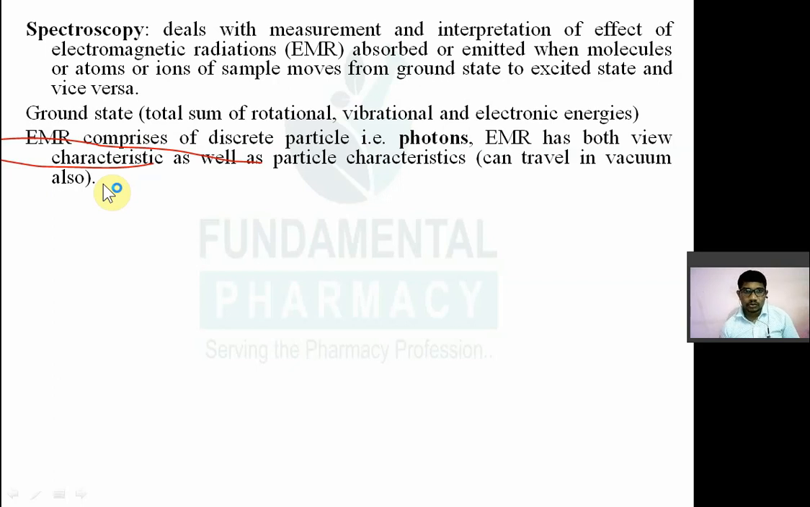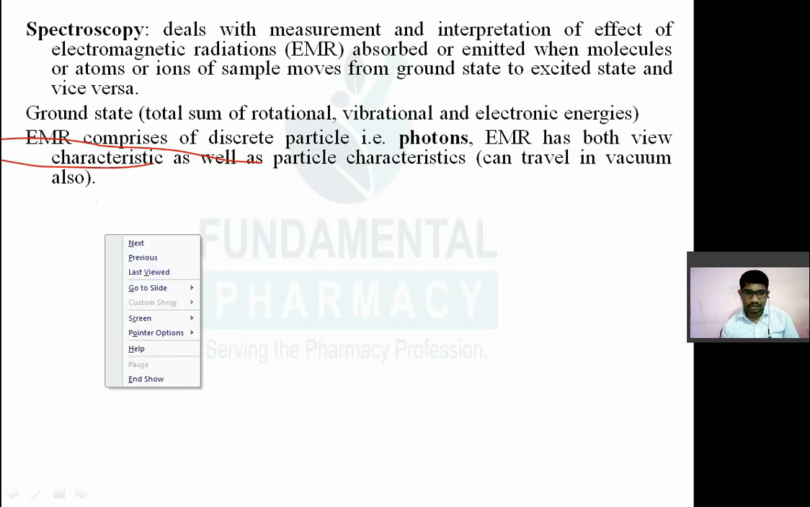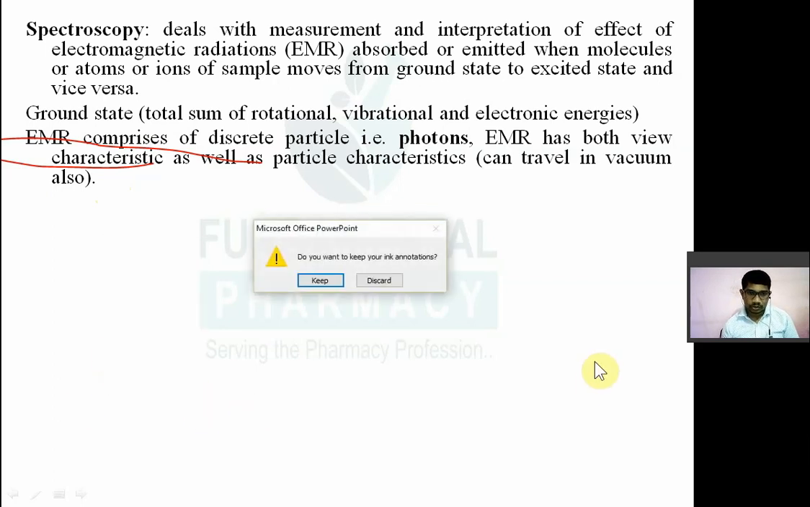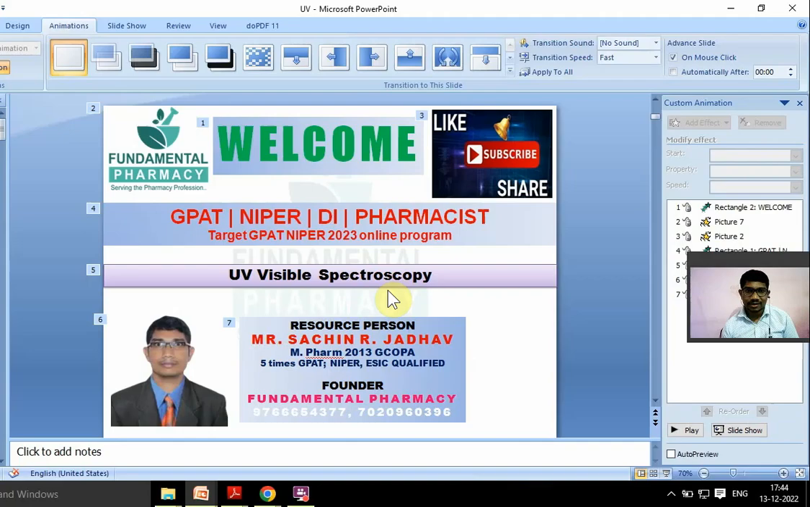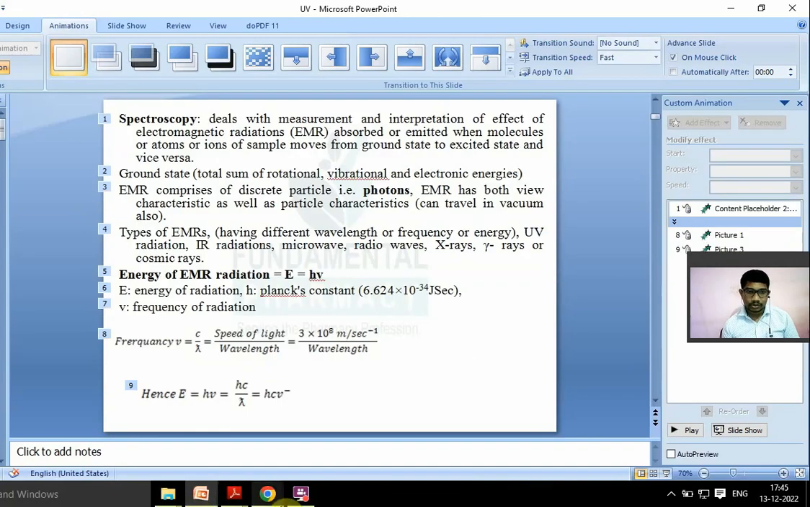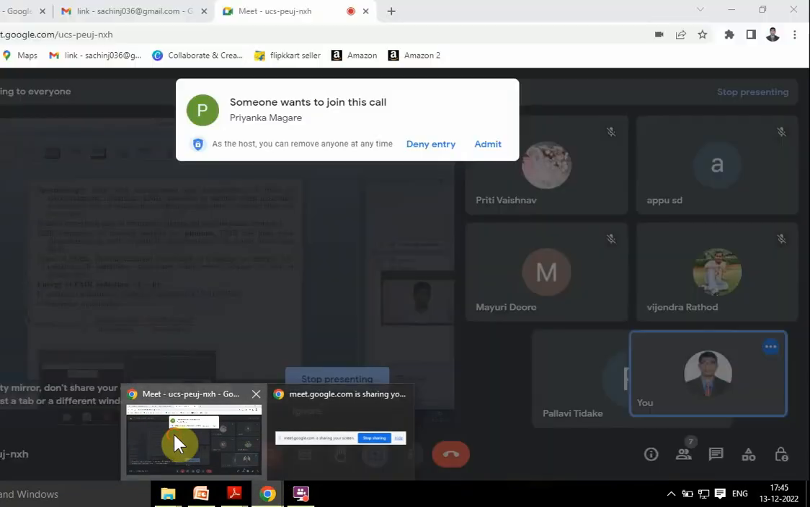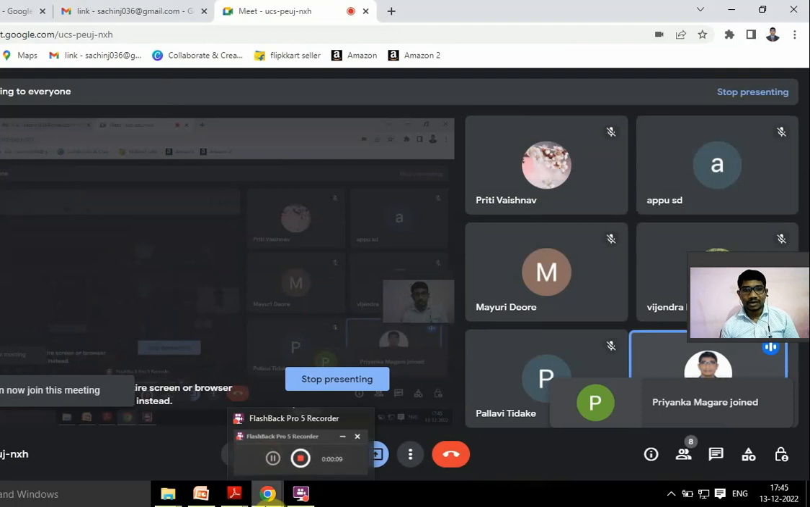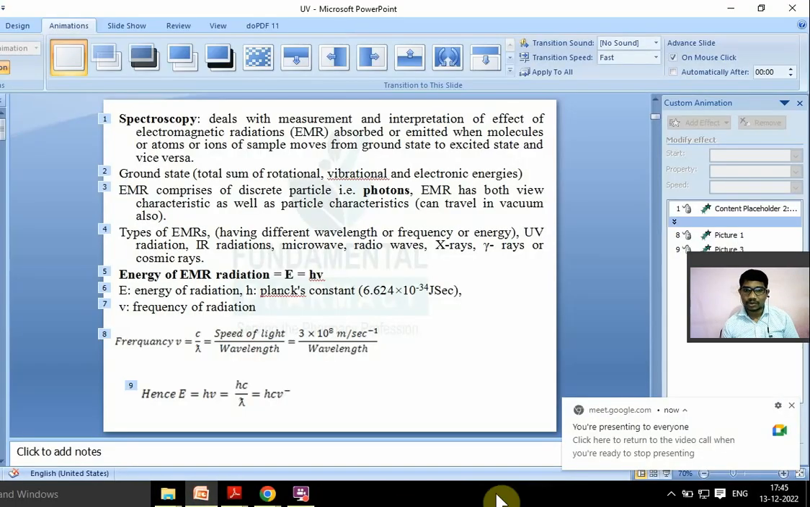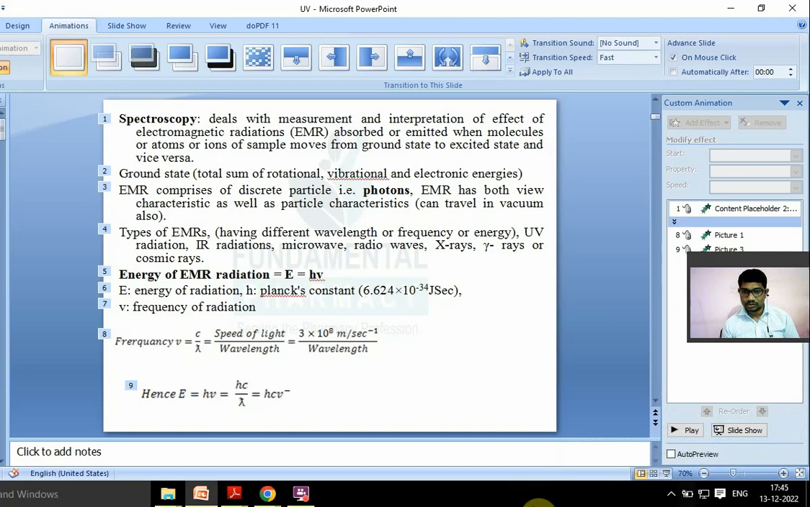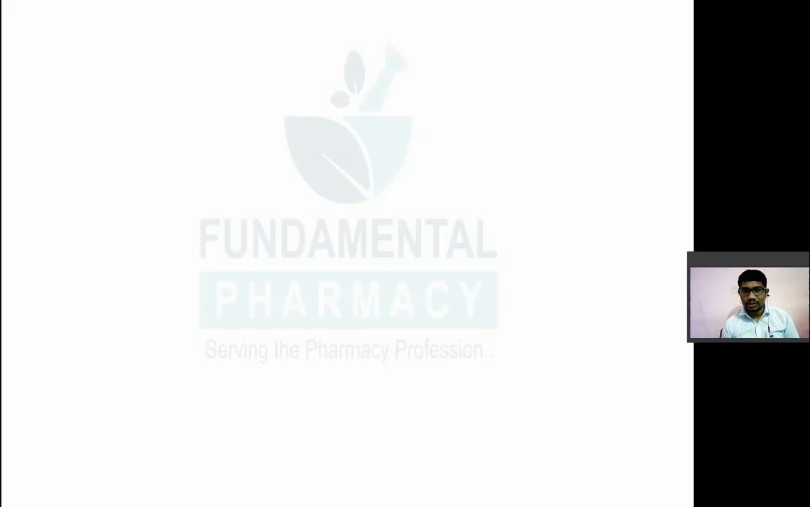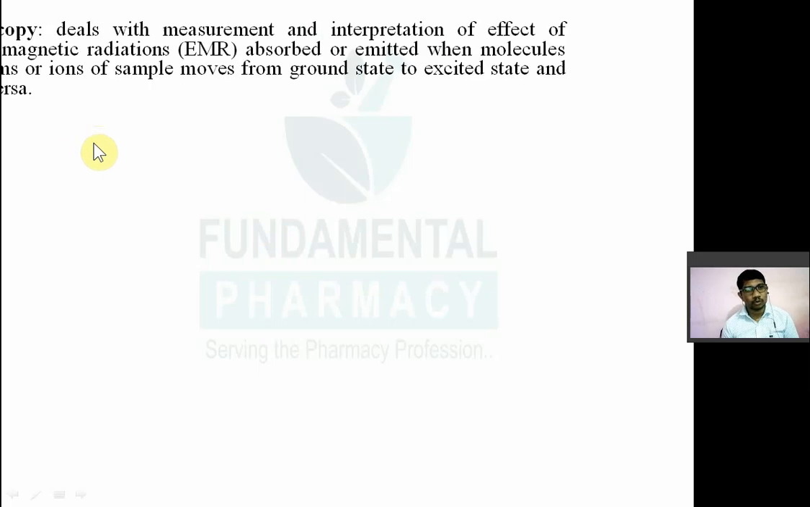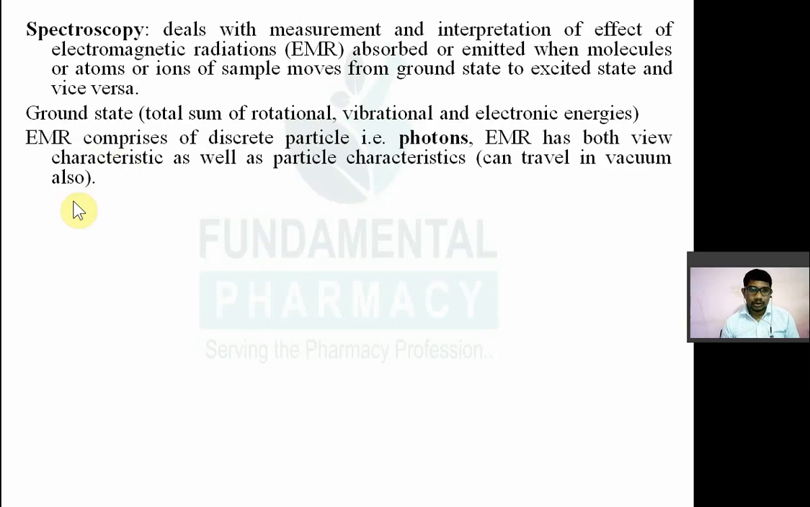So electromagnetic radiations are comprised of discrete particles. इलेक्ट्रोमैग्नेटिक रेडिएशंस जो होते हैं, उसमें पार्टिकल्स होते हैं. They are made up of discrete, मतलब अलग अलग पार्टिकल्स. They are known as photons. So electromagnetic radiations are composed of different discrete particles known as photons. So जो भी radiations होते हैं, radiation का जो basic unit होता है उसको बोलते हैं अपन photon. So EMR, electromagnetic radiations, comprises the discrete particles known as photons.